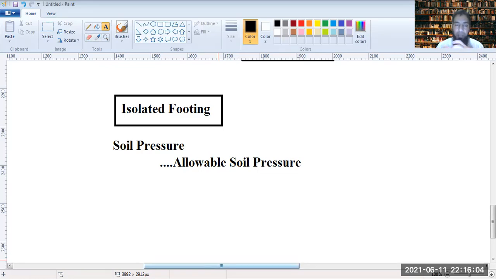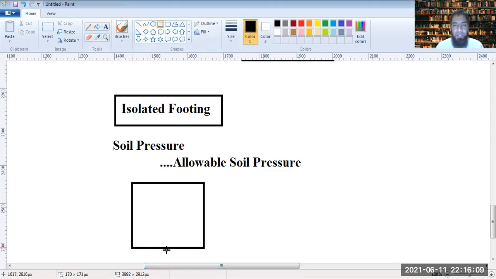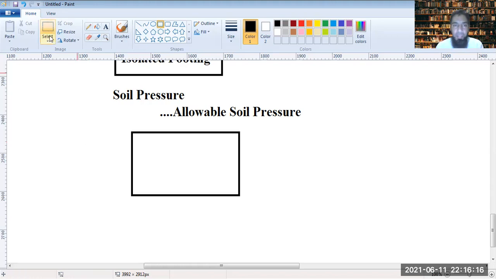For example, you have the footing, this is the plan of the footing, and coming to the plan of the footing, this will give you the area of the footing that's in contact with the soil. So all the forces that are being transmitted through the foundation into the soil are transmitted through this area.